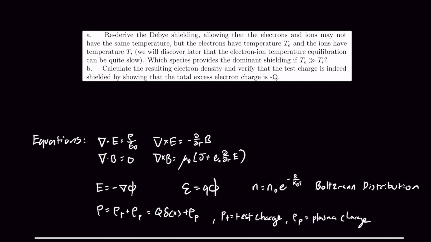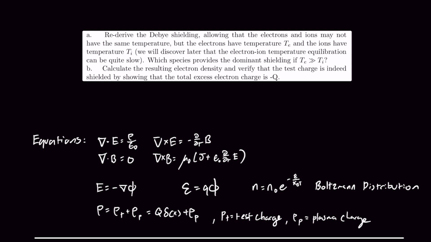We'll be re-deriving the Debye shielding considering both the ion and electron temperature. So the question here asks to re-derive the Debye shielding, allowing that electrons and ions may not have the same temperature, which is different from the regular definition of the Debye shielding, which only considers the electron temperature. But we want to see the electrons have temperature T_e and ions have temperature T_i.